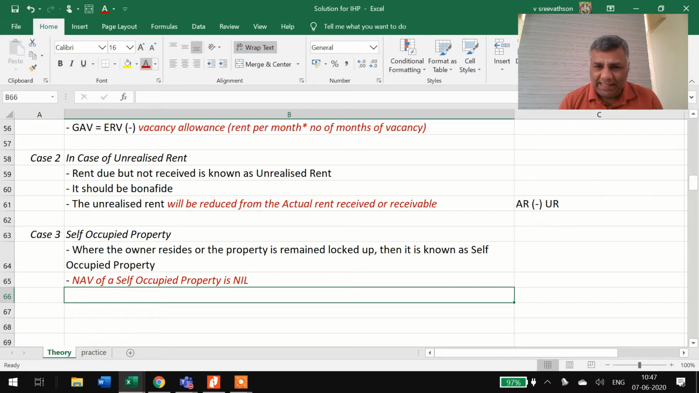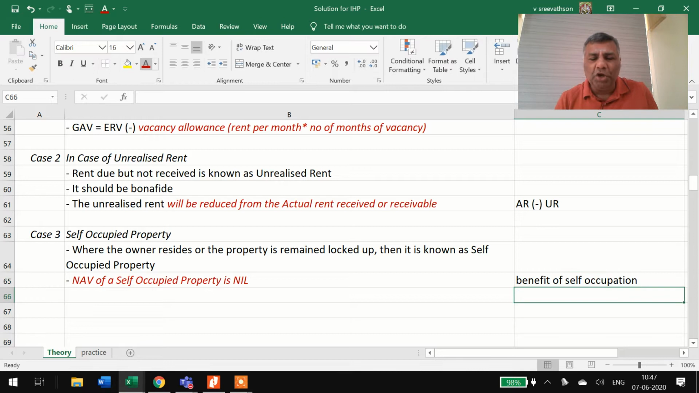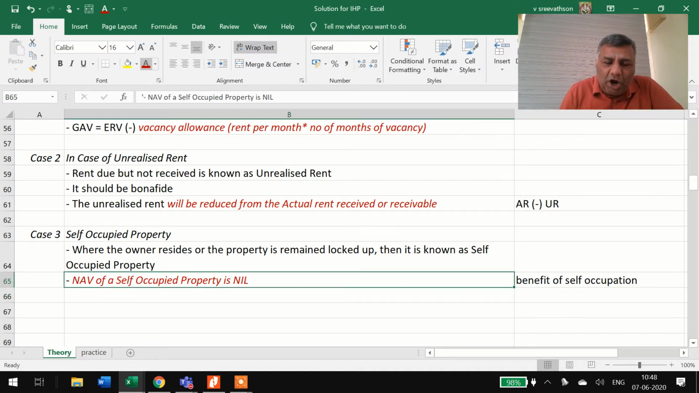Henceforth, if I use the words benefit of self-occupation, what do you mean by the word benefit? Benefit means what the assessee gets. The assessee need not pay any tax for self-occupied property. Why? Because NAV of a self-occupied property is 0. So when we use the word benefit of self-occupation, that means NAV is 0. Net annual value of a self-occupied property is nil. That is the benefit the assessee gets.